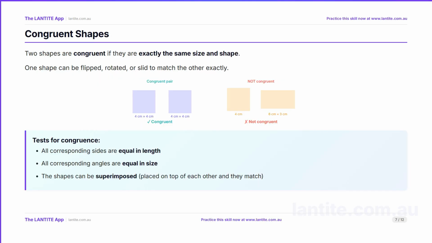Two shapes are congruent if they are exactly the same size and same shape. It does not matter if one has been flipped, rotated, or slid to a different position. As long as you could pick one up and place it exactly on top of the other, they are congruent. To check congruence, you need all corresponding sides to be equal in length, and all corresponding angles to be equal in size. On the LANTITE, shapes may be shown in different orientations to test whether you can still recognize that they are congruent.